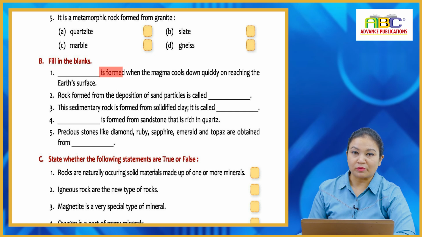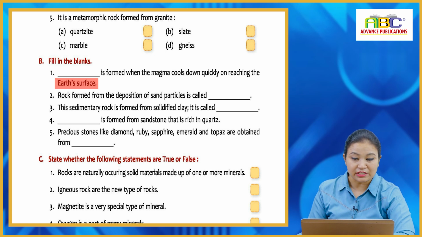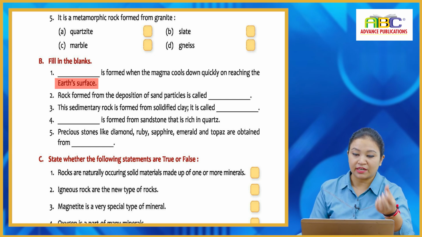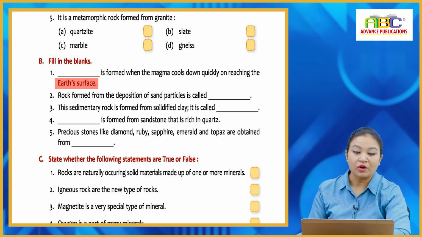1, dash is formed when the magma cools down quickly on reaching the earth surface. So the correct answer you will write here, extrusive igneous rock. ये एक तरह की रॉक होती है, ये तब बनती है जब मैग्मा ठंडा हो जाता है बहुत ही जल्दी, जब वो अर्थ के सरफेस पे रीच करता है.